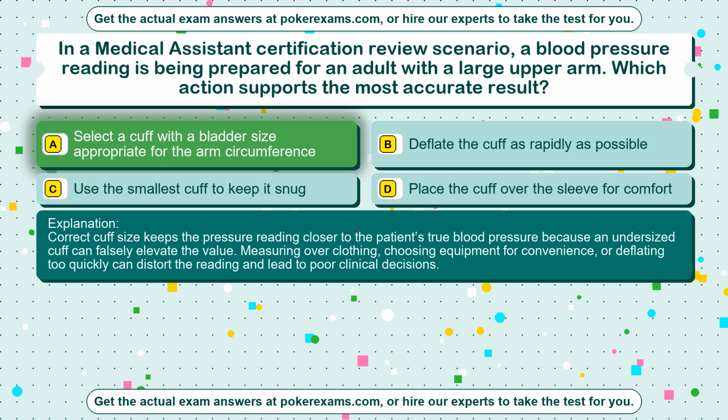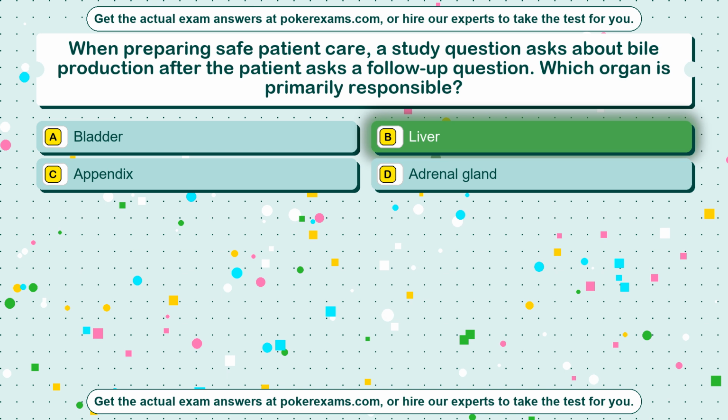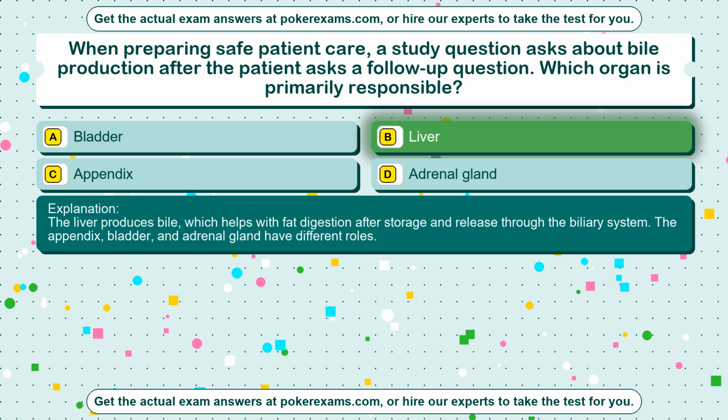to poor clinical decisions. Question 56. When preparing safe patient care, a study question asks about bile production after the patient asks a follow-up question. Which organ is primarily responsible? Option A, bladder. Option B, liver. Option C, the appendix. Option D, the adrenal gland. The correct answer is option B, liver. The liver produces bile, which helps with fat digestion after storage and release through the biliary system. The appendix, bladder, and adrenal gland have different roles.